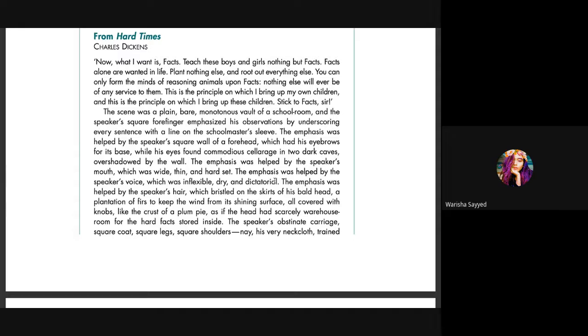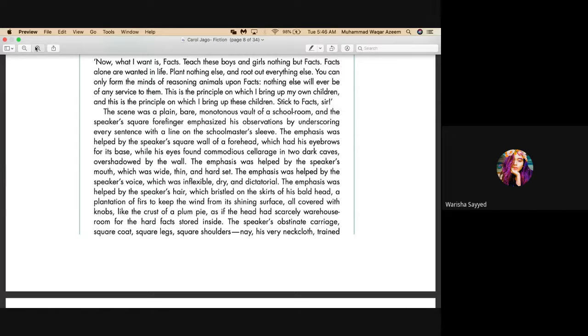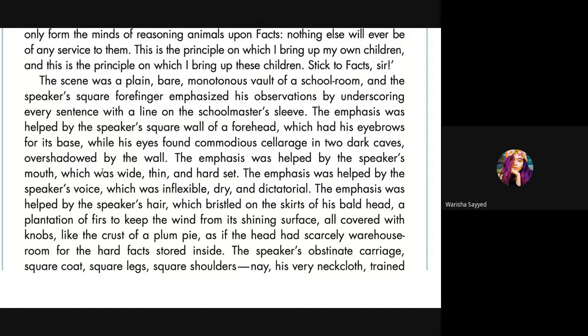Uh, Now what I want is facts. Teach these boys and girls nothing but facts. Facts alone are wanted in life. Plant nothing else and root out everything else. You can only form the minds of reasoning animals upon facts. Nothing else will ever be. Sir, can you please zoom it a little bit? Okay. Nothing else will ever be of any service to them. This is the principle on which I bring up my own children, and this is the principle on which I bring up these children. Stick to facts, sir.